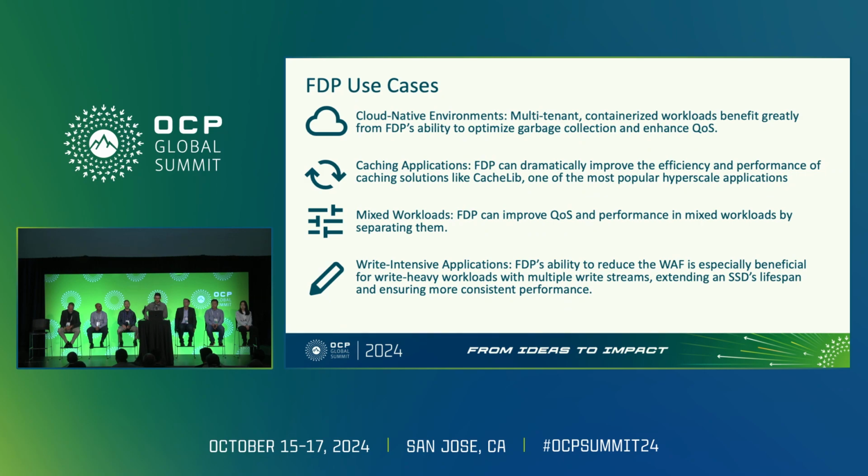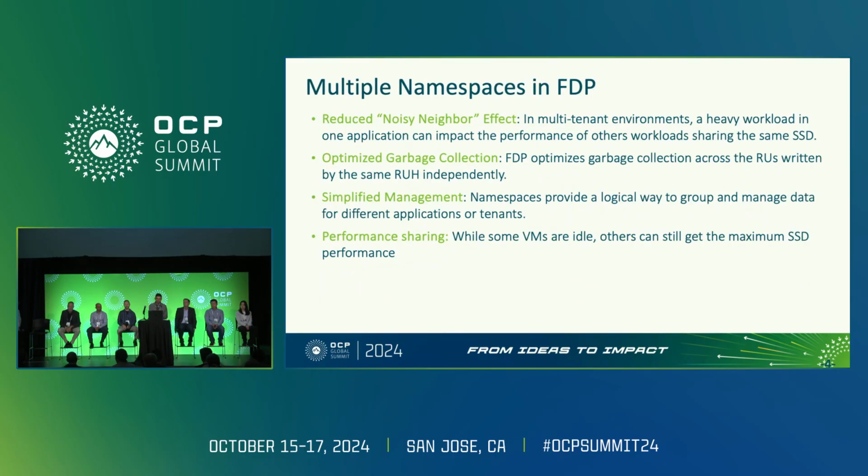One of the things we're going to talk about is multiple namespaces. The specific experiment I did was using FDP with multiple namespaces. One of the benefits is a reduced noisy neighbor effect. If you have multiple namespaces in FDP, with an RUH per namespace, it reduces the noisy neighbor effect by putting all the data from a VM in the namespace with it, in the same RUH. When you do this, optimized garbage collection can reduce WAF, which is the whole point of FDP: to reduce WAF, improve performance, improve endurance, and improve quality of service.